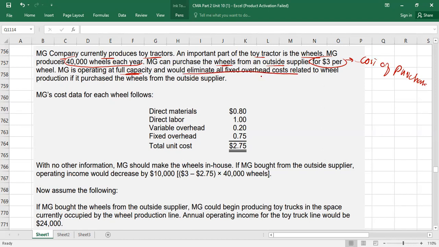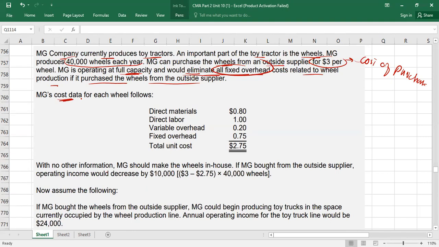It means if you buy from outside, this is what they're saying: MG would eliminate all fixed overhead cost related to wheel production if it purchases the wheels from an outside supplier. If you are buying from outside, all fixed cost can be eliminated. It means the whole amount of fixed cost is relevant now. Variable cost is avoidable, plus fixed cost, which could be eliminated if you buy the product from outside. That fixed cost was also arising due to the manufacturing of this product. That is why it is relevant.